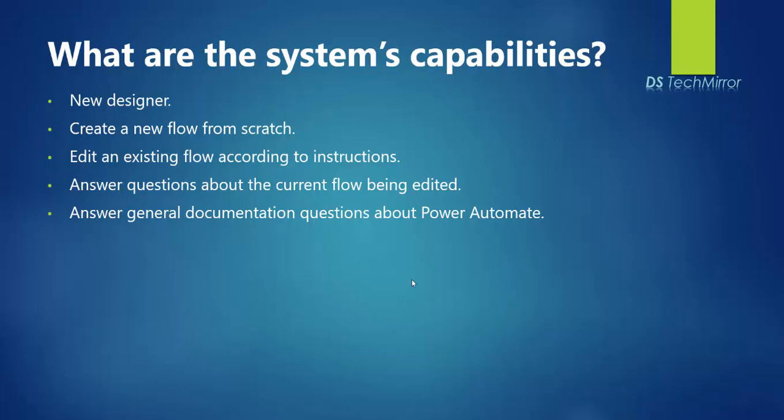Once you click on the create flow button, it will create the flow and open it in the new designer. In the new designer, you will have an icon at the top called Copilot, and using that you can edit your flow. So once the flow is created, if you further want to modify anything, you can do that with the help of Copilot. So this is one aspect of Copilot in Power Automate, that is, create your flow and edit your flow.